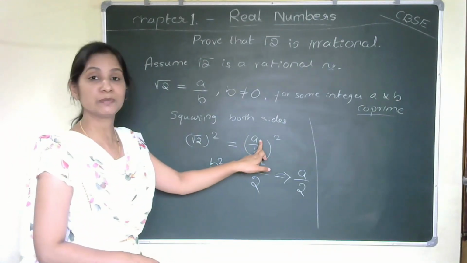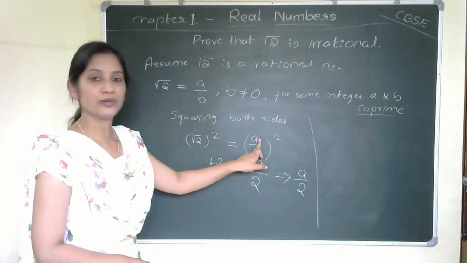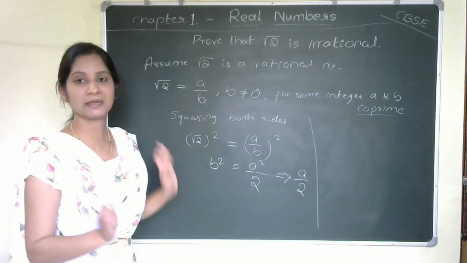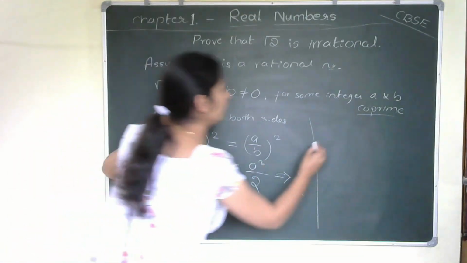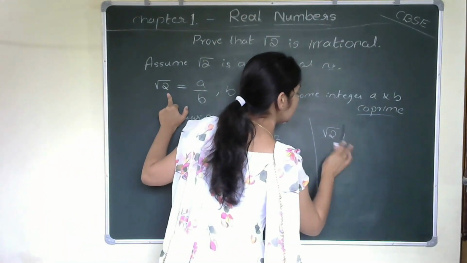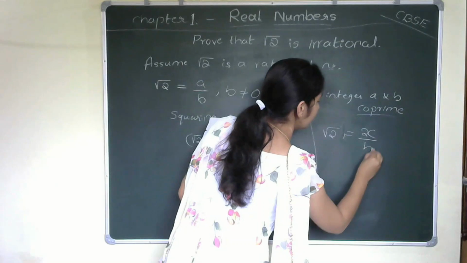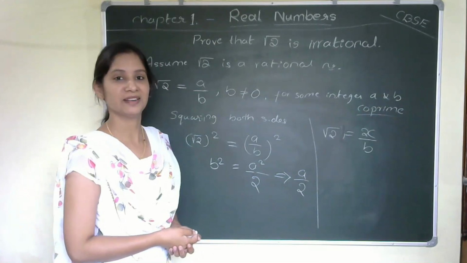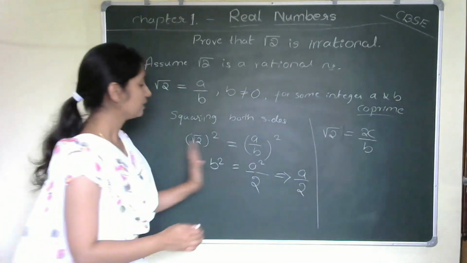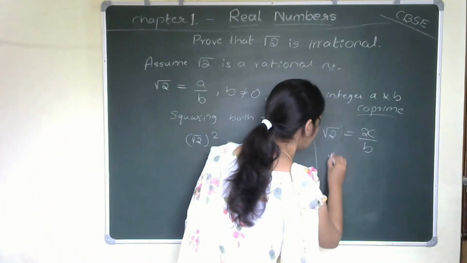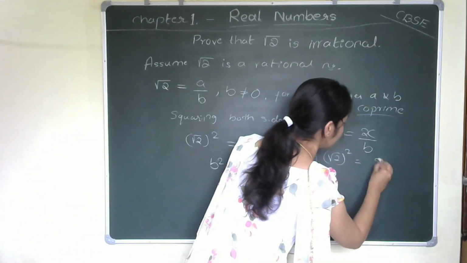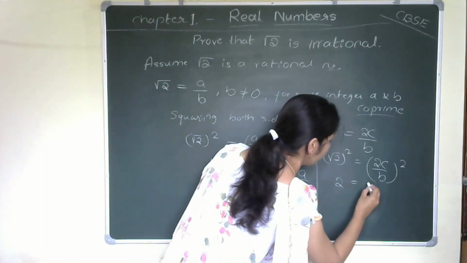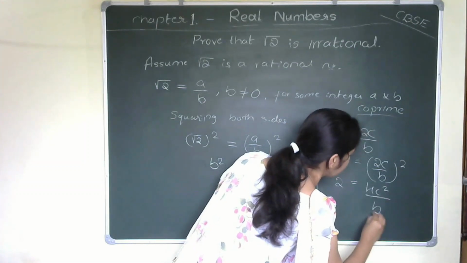So the second step for the proof. Let me replace the value for a. That means I am now taking root 2 equals 2c by b, any other integer. So what will happen? Root 2 equals 2c by b, where b and 2c are some integers and also co-prime. Squaring on both sides, the same step we will follow. Root 2 square equals 2c by b the whole square, so it becomes 2 equals 4c square by b square.